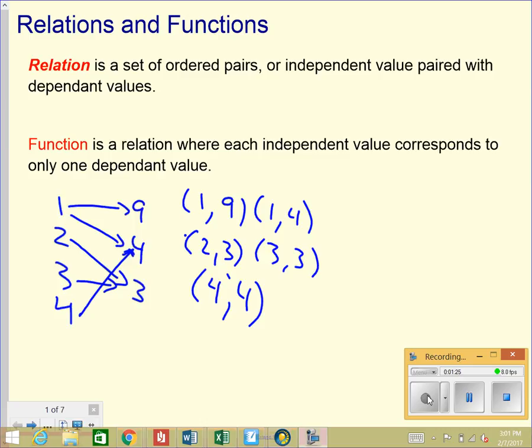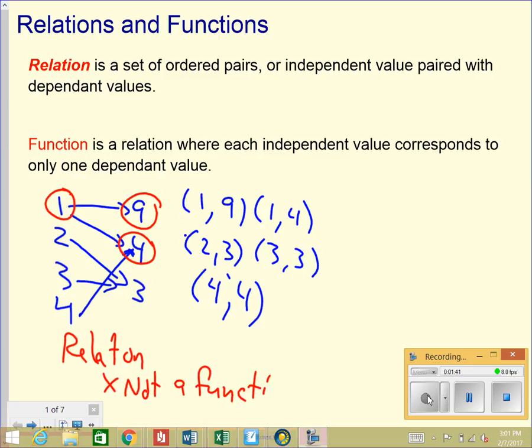Because in this case, 1 corresponds to both 9 and 4, this is only a relation, but not a function. So a function, when we map it, only has one dependent value for every independent value. We can have multiple independent values map to the same dependent value, but each independent value only has one.